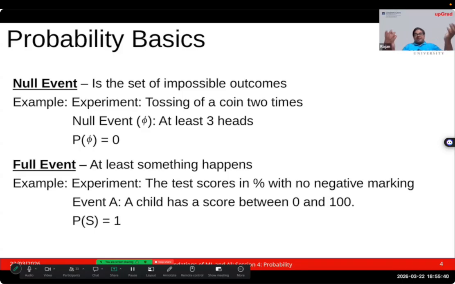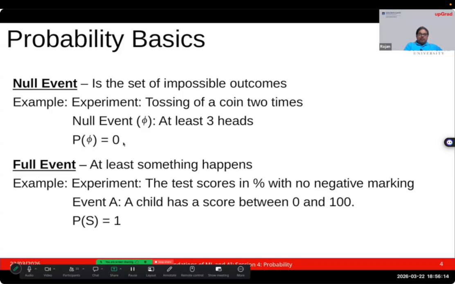You cannot have an event which is smaller than 0 members. You cannot have negative members for a set. Therefore, probability cannot be less than 0. You also cannot have an event which has more than the sample space. The event cannot be bigger than the sample space. Therefore, probability cannot be greater than 1.